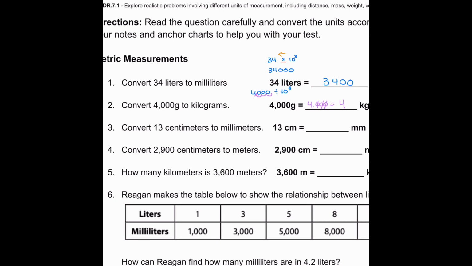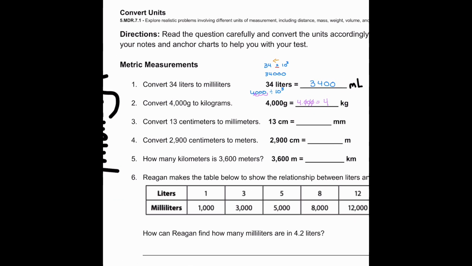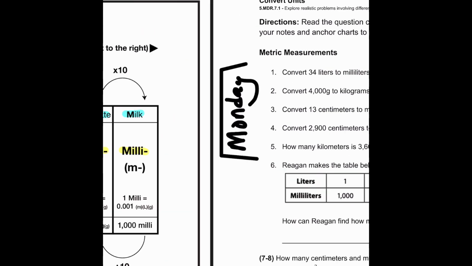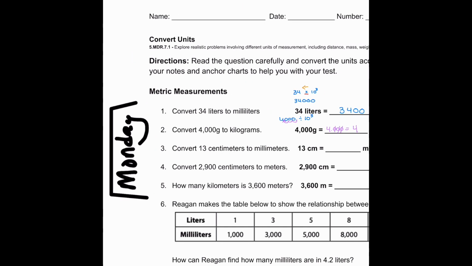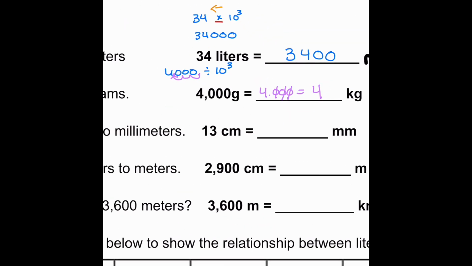And for number 3, I have 13 centimeters to millimeters. And so right here, you can see my centimeters to millimeters. And so if I'm going from centi to milli, I'm going to be multiplying by 10. Okay. Multiplying by 10, but just one time. So if I have 13 centimeters times 10 to the 1 power.